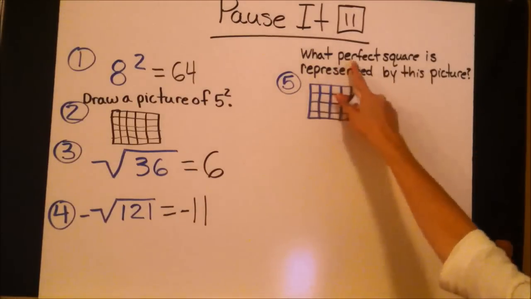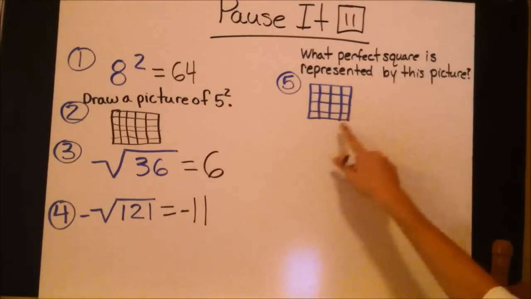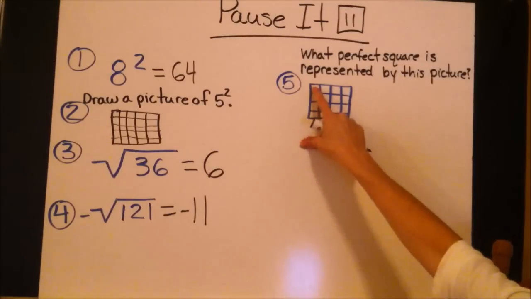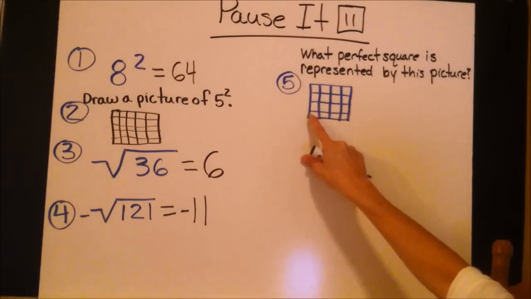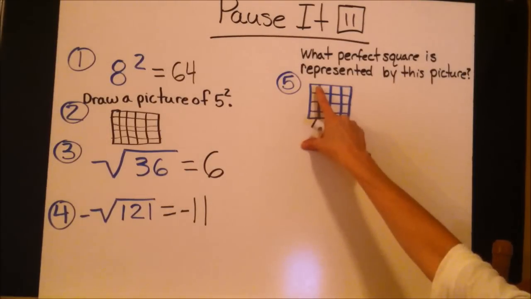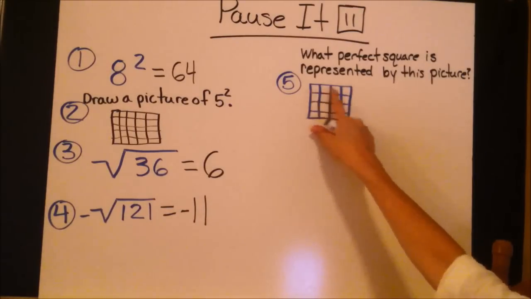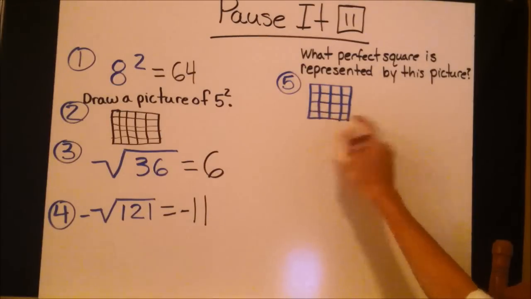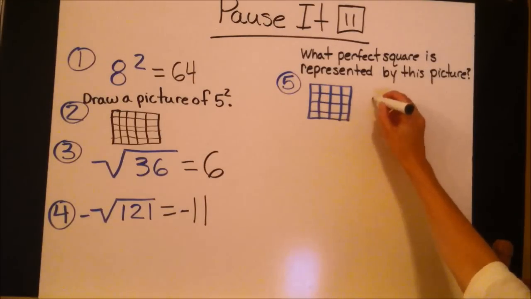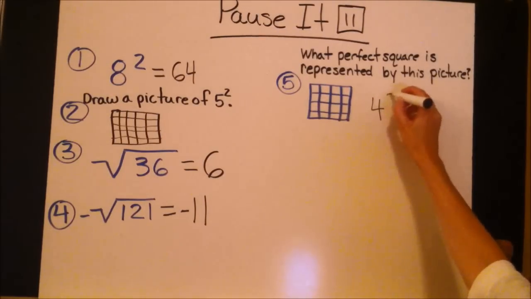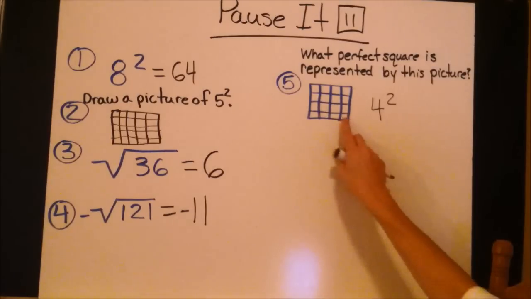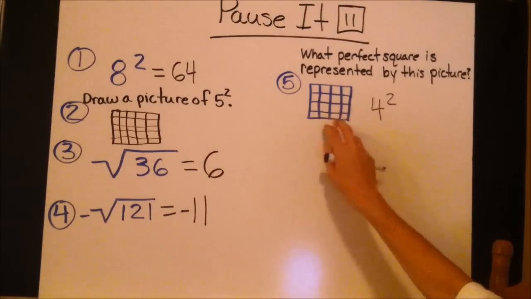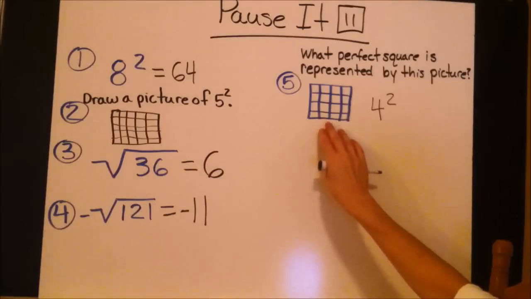Number 5, what perfect square is represented by this picture? 1, 2, 3, 4. This square is 4 high and 1, 2, 3, 4 across. So the length and the height of the square is 4. So 4 squared. 4 times 4 is 16. And there's 16 little squares inside of the big square.